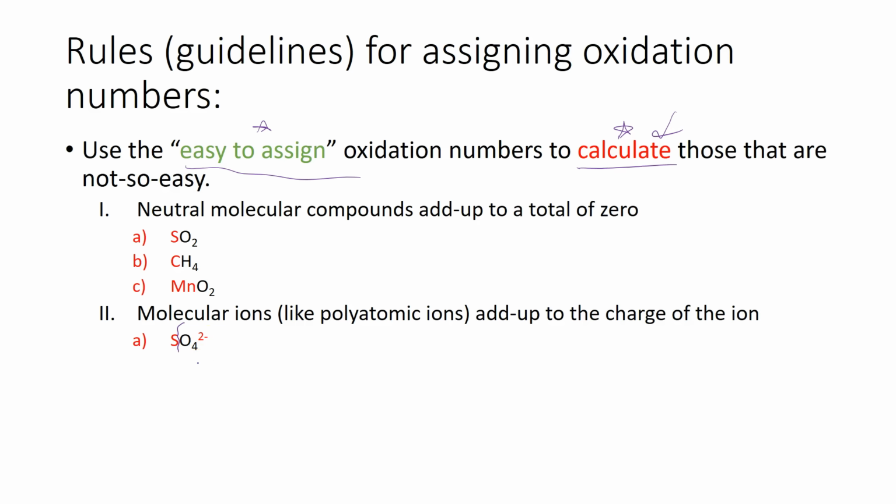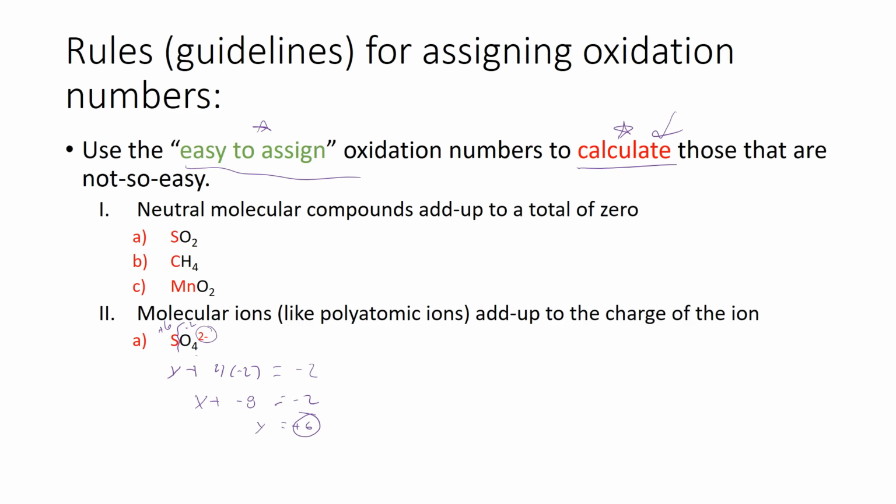All right. So again, my easy to assign oxidation number is oxygen. So I've got one sulfur, so I'm going to say X plus 4 times -2. And again, the 4 comes from the subscript. The -2 comes from the fact that oxygen is almost always a -2. And that is going to be equal to that guy, which is a -2. So X plus -8 equals -2. X would be plus 6. So my oxidation number for sulfur in this molecule is plus 6. Oxygen would be a -2.